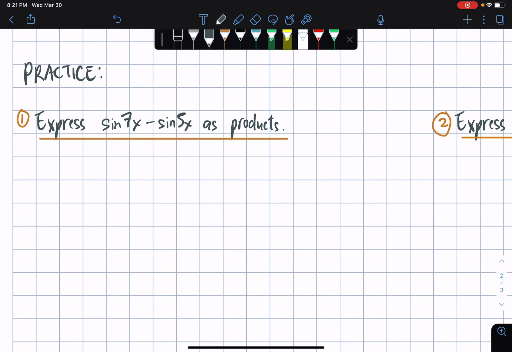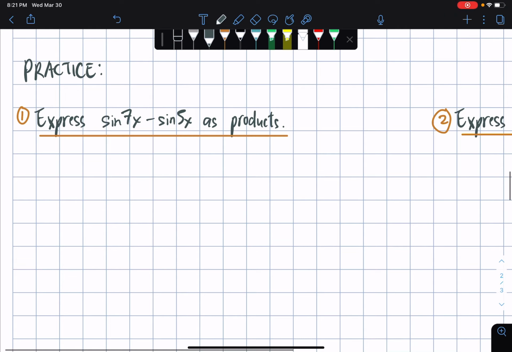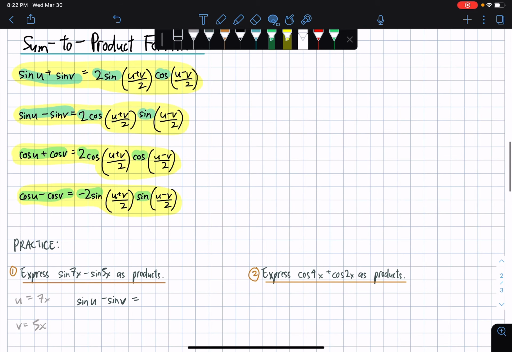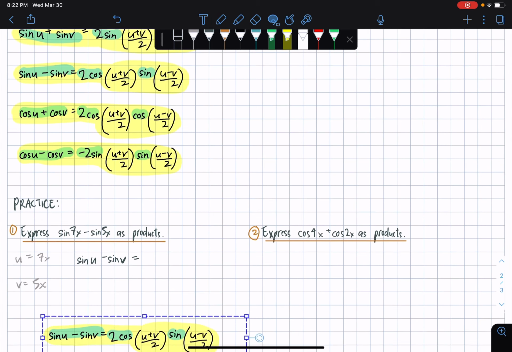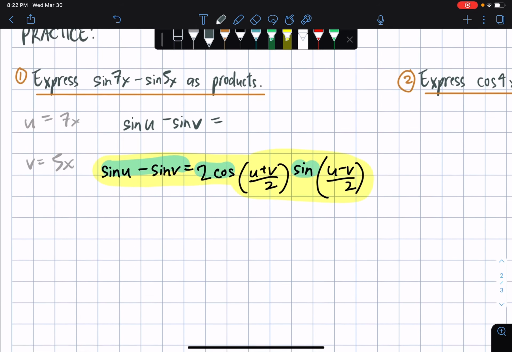So express sine 7x minus sine 5x as products. So let's see the variables of u and v again. For sine 7x, 7x will be our u variable, and 5x will be our v variable. So with that in mind, we can write this as sine u minus sine v. And let's check our list of formulas for the most appropriate formula to use. Sine u minus sine v is this one. So let's write it there and copy paste.